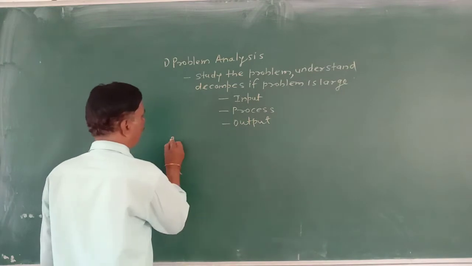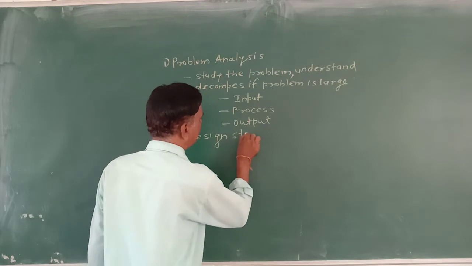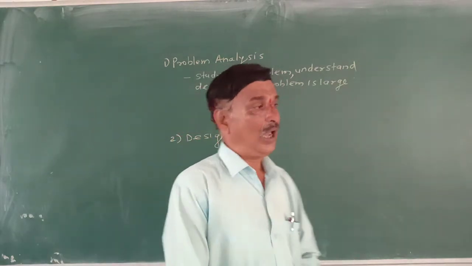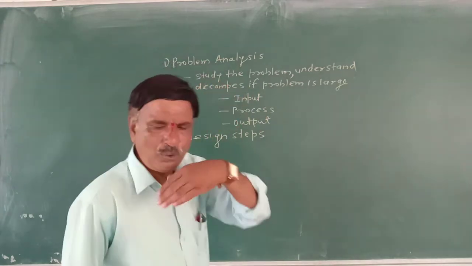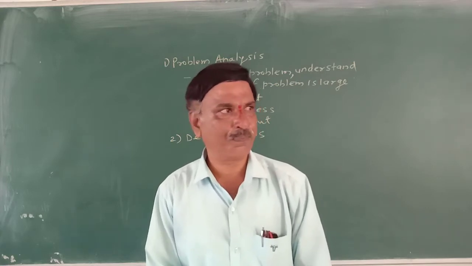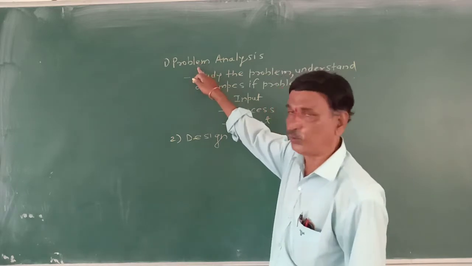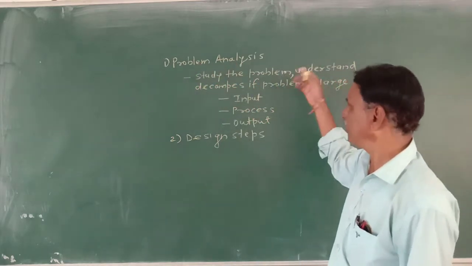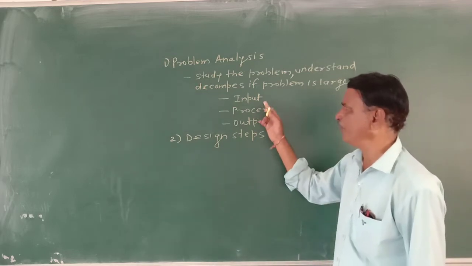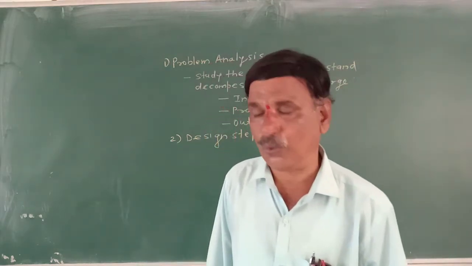Second step, design steps. What are the design steps? We know that we are going to write a program using any programming language like C++, Java, Visual Basic, whatever. But before you write a program, the first step you have to follow is problem analysis. Study the problem, understand the problem, decompose the problem if the problem is too large, and come to the conclusion of input, process, and output. And once we understand the problem, we can instruct the computer now.